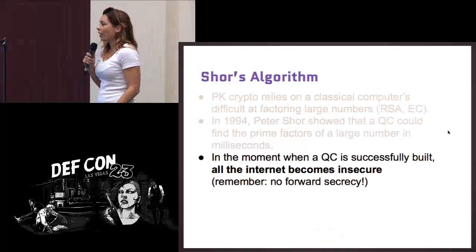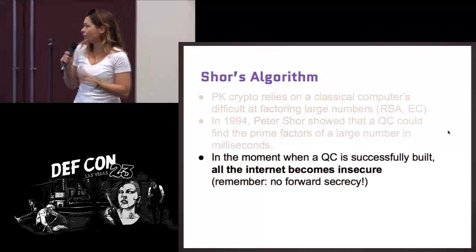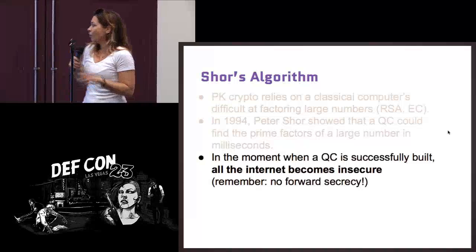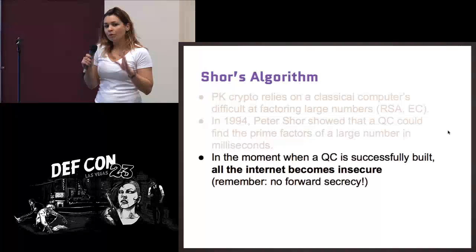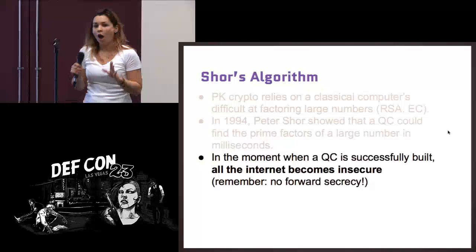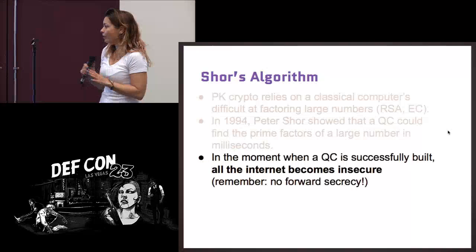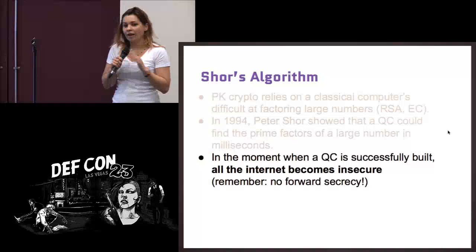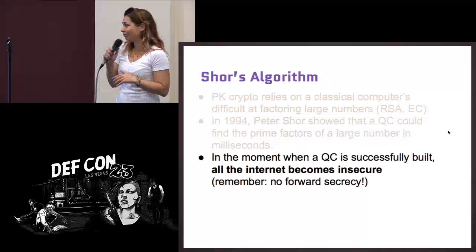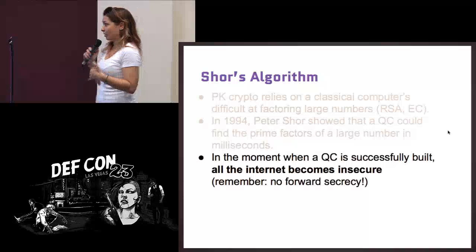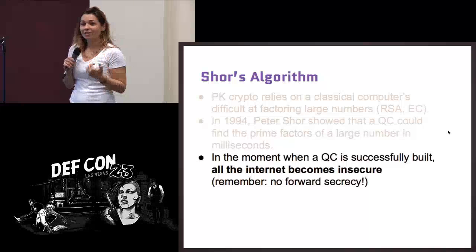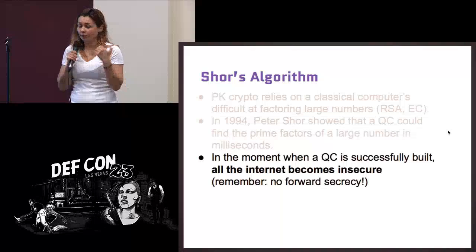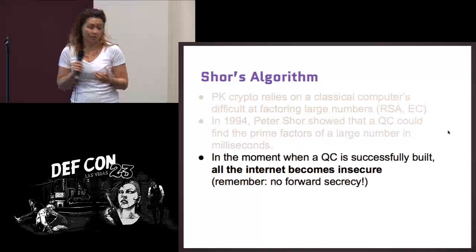I'm going to explain a little bit how Peter Shor did this, but let's just stop a moment and think about it. The moment that you have a quantum computer, all the internet is broken. Everything is gone. Everything is broken. And remember, we don't have forward secrecy with those protocols. So everything from 10 years ago is going to be read. Everything's going to be available.